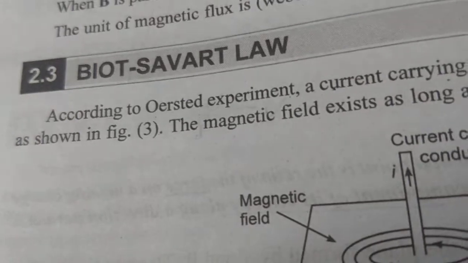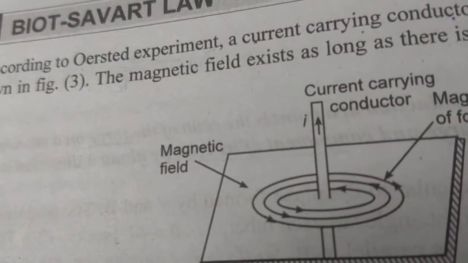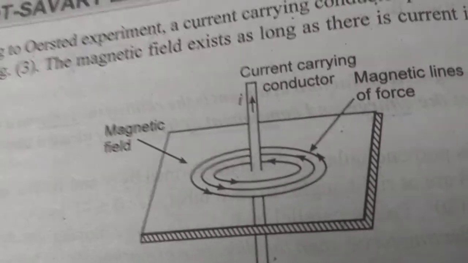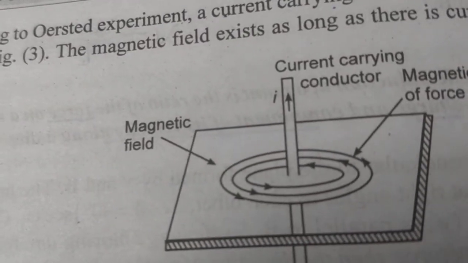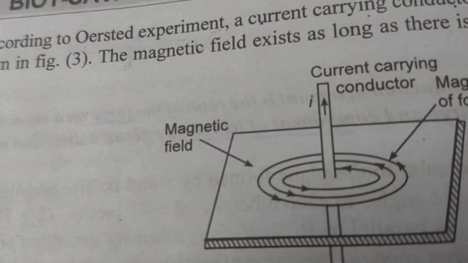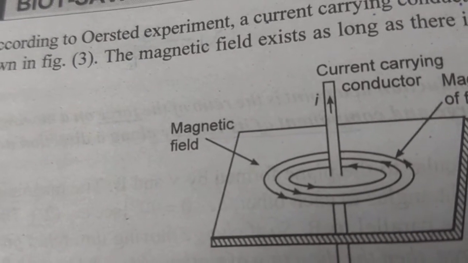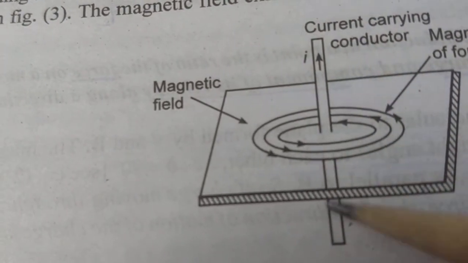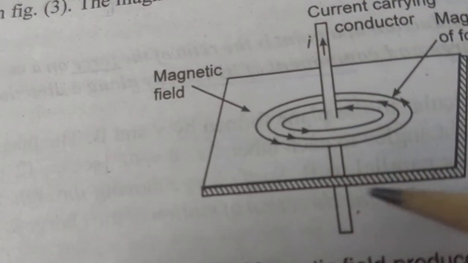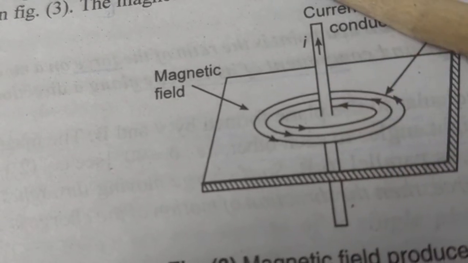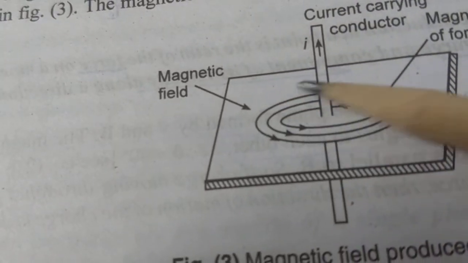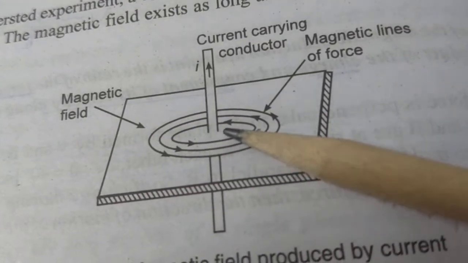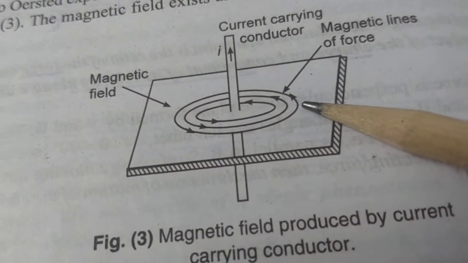Biot-Savart law. According to Oersted's experiment, any current carrying conductor produces a magnetic field around it, and we can measure the magnetic induction at any point around the current carrying wire. So this is a current carrying wire. There is a magnetic field around it, and these are the magnetic lines of force.